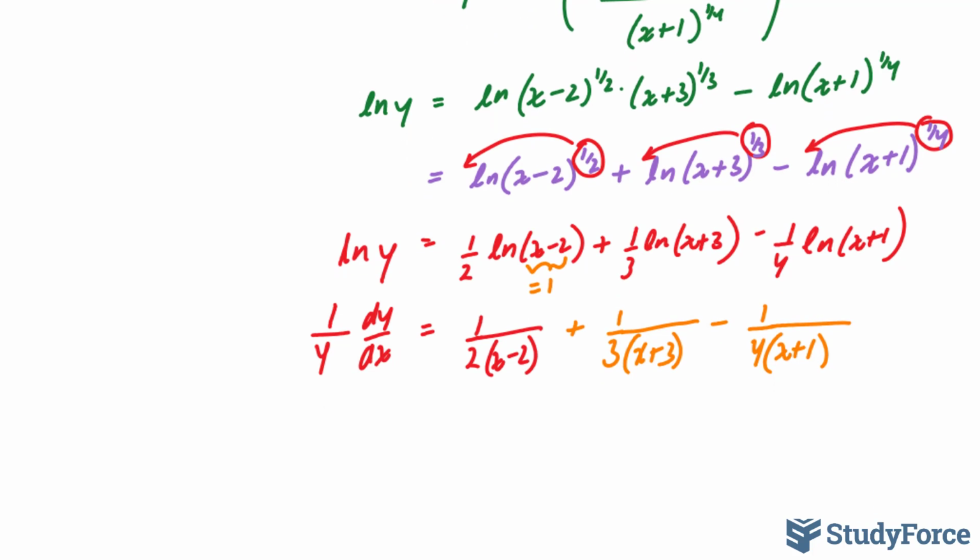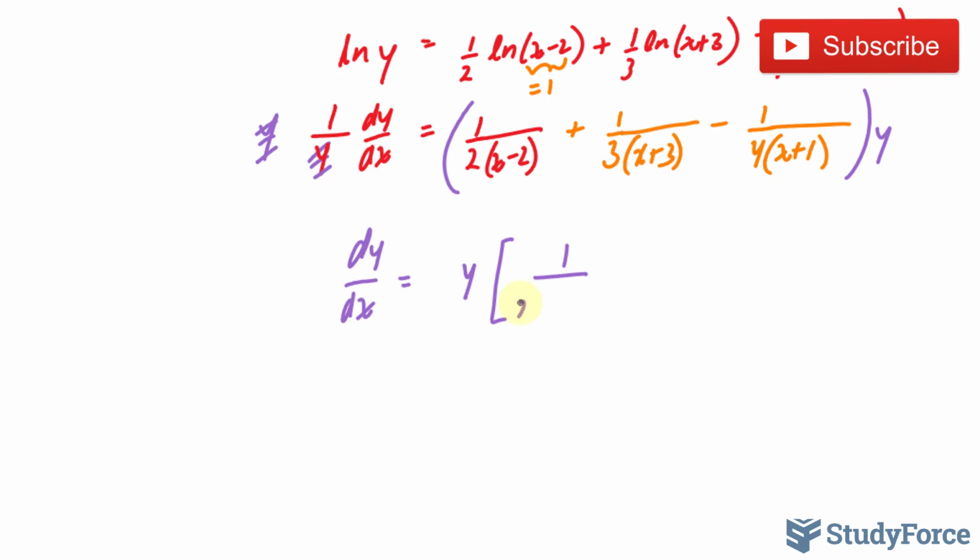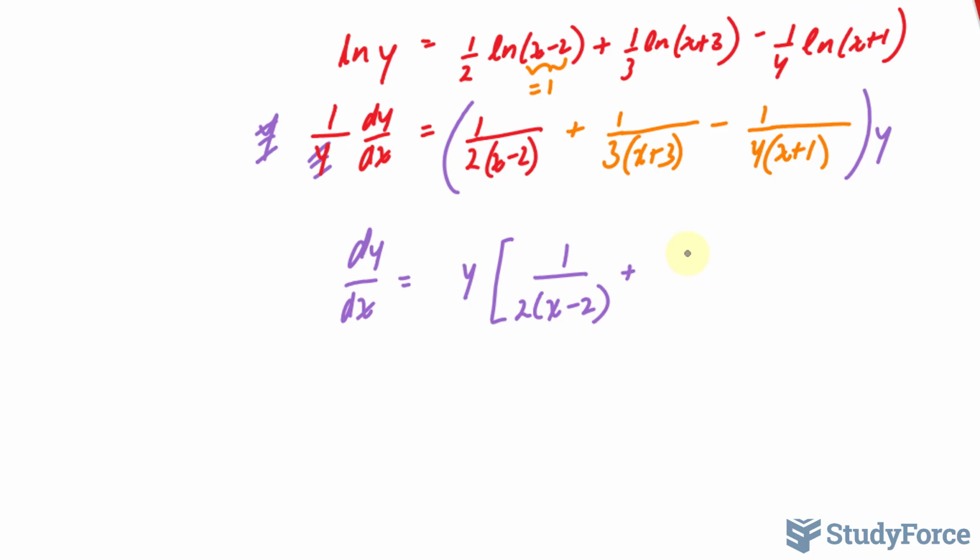Now all we have to do is solve for dy over dx. You can do that by multiplying both sides by y. Just cancel this y, and we multiply all of this by y, giving us our final answer of dy over dx is equal to, I'll place the y at the front, 1 over 2 times x minus 2 plus 1 over 3 times x plus 3 minus 1 over 4 times x plus 1.